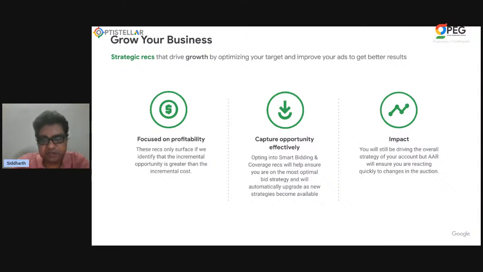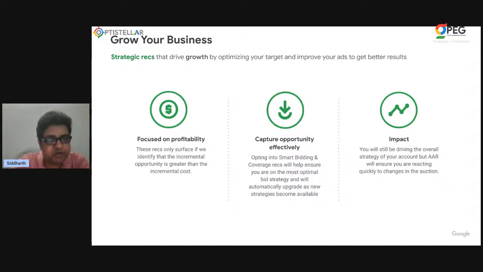What about the grow your business recommendations? The grow your business recommendations are actually the strategic recommendations that will drive growth by optimizing your targeting, improving your ads, and getting better results. First of all, these recommendations will be focused on profitability.